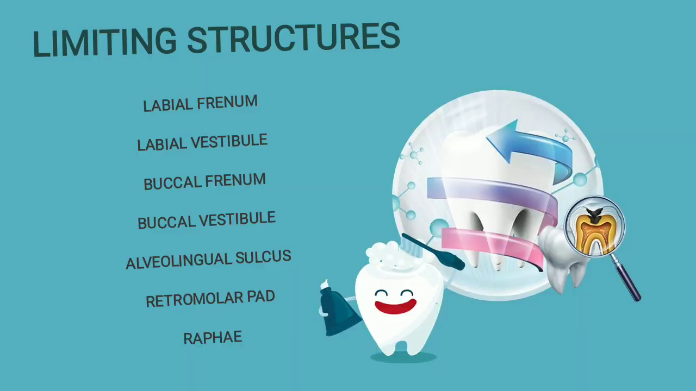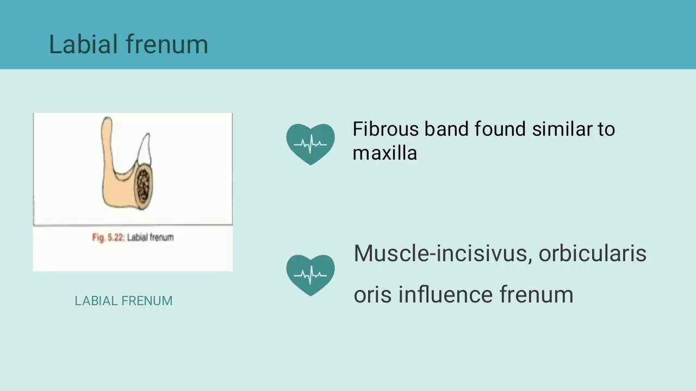In limiting structures, there are the labial frenum, labial vestibule, buccal frenum, buccal vestibule, alveolingual sulcus, retromolar pad, and pterygomandibular raphe. Let's go one by one. First, the labial frenum. As in the maxilla, the labial frenum in the mandible is a fibrous band. The muscles involved are incisivus and orbicularis oris. These two muscles influence the labial frenum.